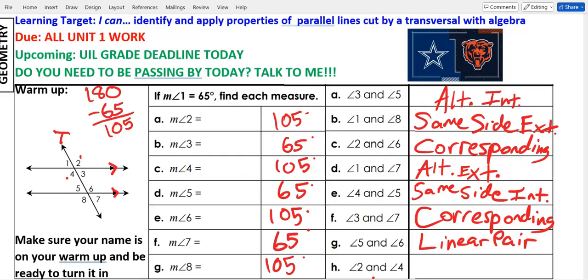They're called vertical angles. Vertical angles, my guys. All right.